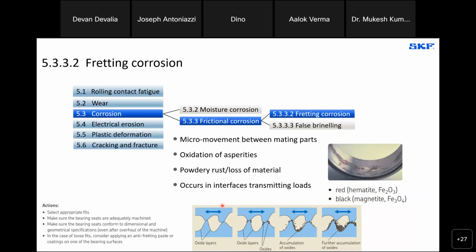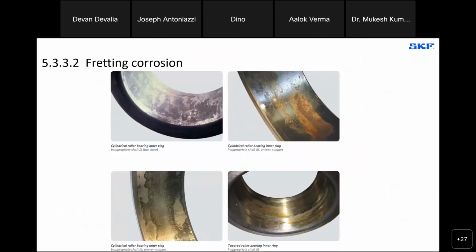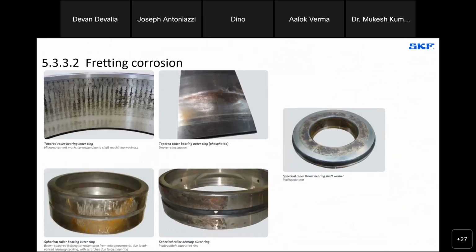The issue with excessive fretting corrosion is that the volume of these oxides is higher than the steel itself, so we can end up with rings that are unevenly supported, and this will have a detrimental effect on the load distribution in the bearing. As well, the corroded areas can act as fracture notches. So excessive fretting corrosion is not desirable. Okay, here are some examples of fretting corrosion.